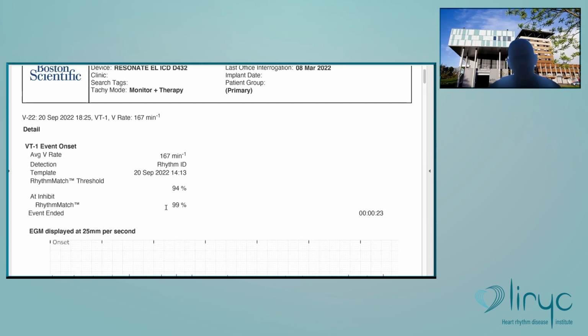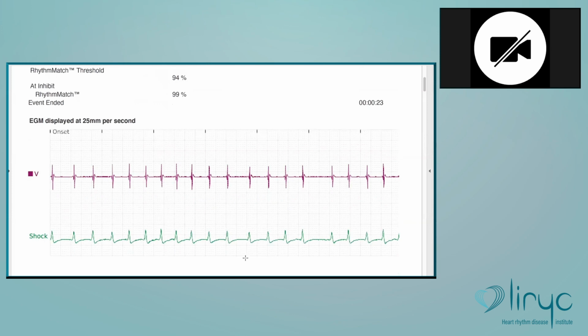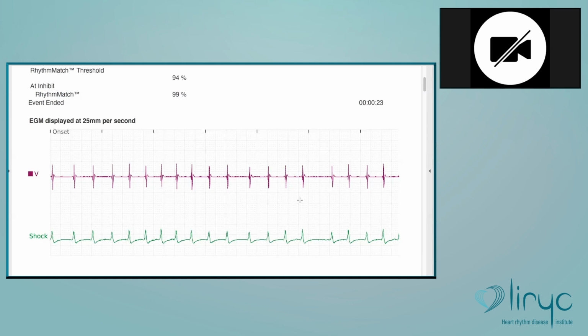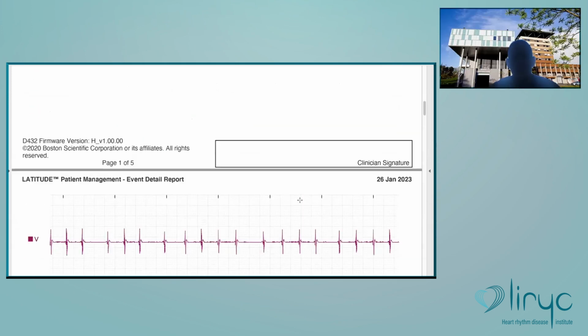So this time is going to be SVT. Yeah, SVT. If you look at the tracing, what does it look like? What do you think about the arrhythmia? So it's probably atrial fibrillation. Looks a bit irregular. Conducted atrial fibrillation.